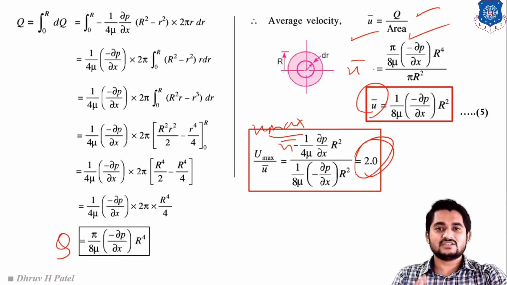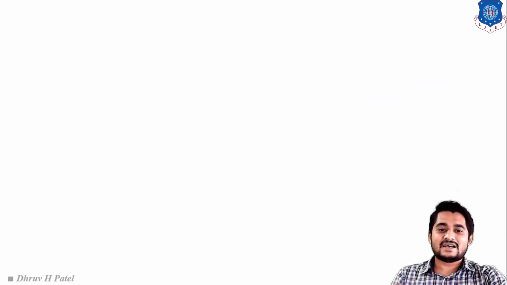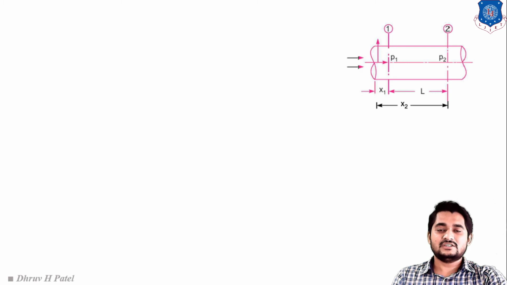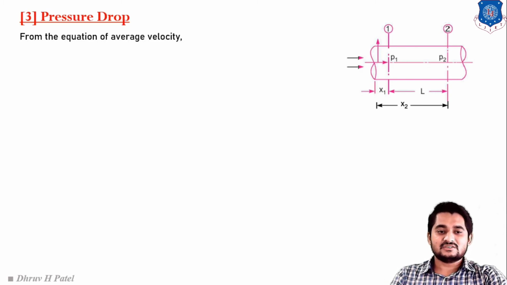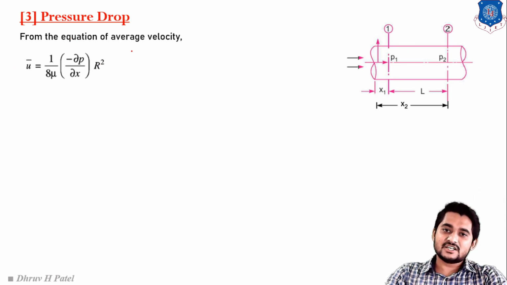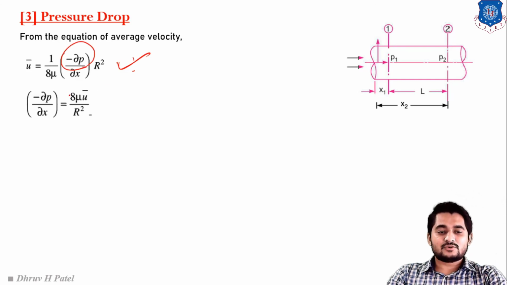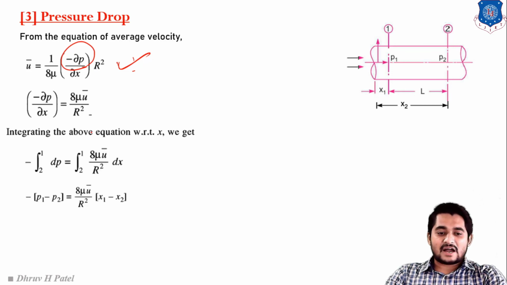Clear, students? This is it from the third segment, and our last segment will be pressure drop in the pipes. For that we have to take the average velocity equation. So at last we have to find the average velocity. So let us continue with the average velocity. So that is the equation of average velocity. Now for finding pressure drop, we have to take integration on both sides. So after taking integration, we will get this type of equation.